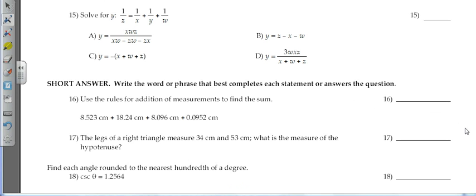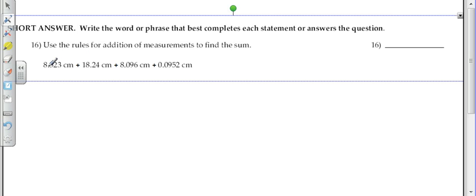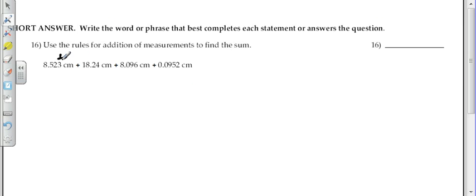Add the sum of these measurements using the rules for addition. Okay, so I'm to the thousandth there, I'm to the hundredths here, I'm to the thousandths there, I'm to the 10,000ths there. So my answer can only go to the hundredths place.